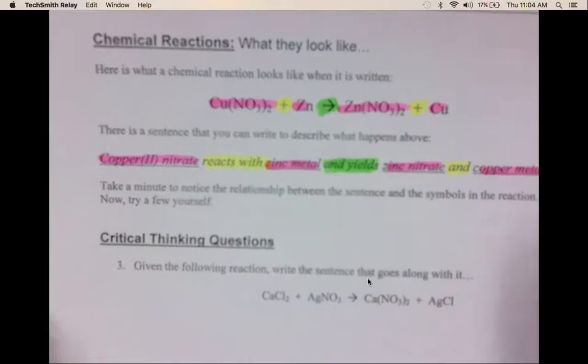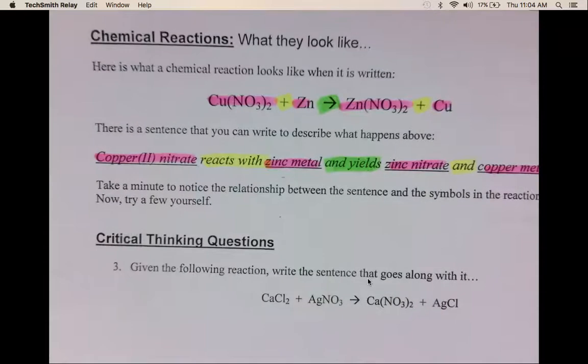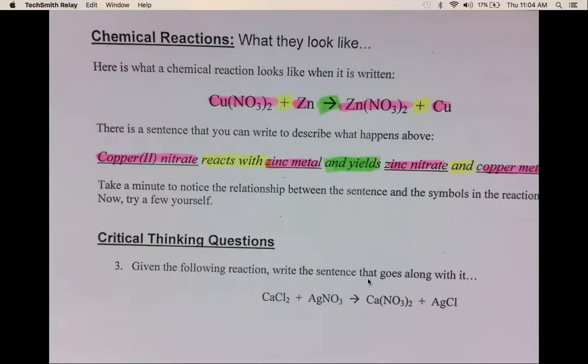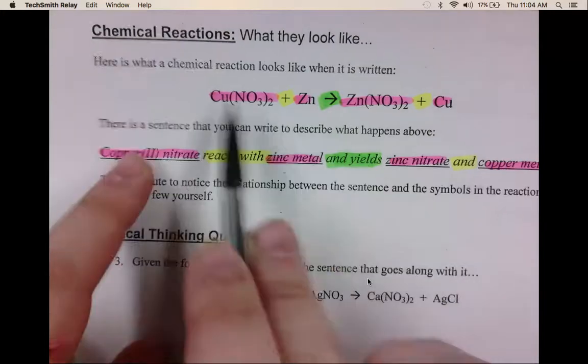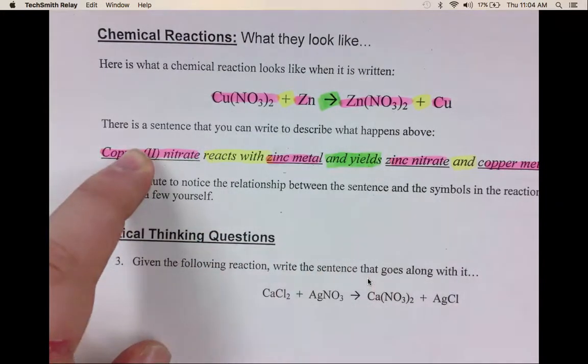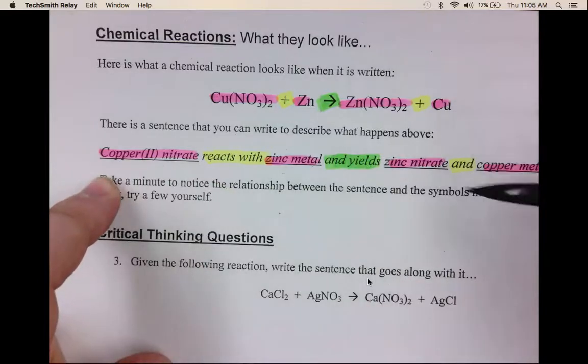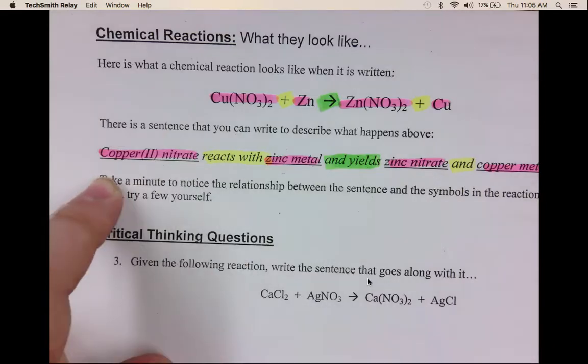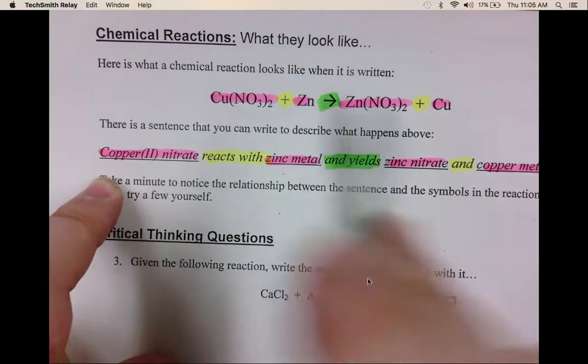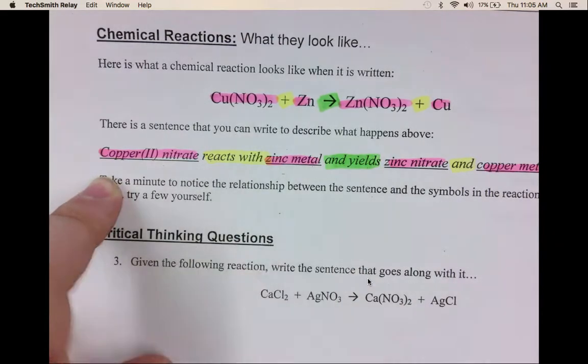So next we come down to chemical reactions and what they look like. Okay, so now we're done focusing. Right here is your chemical reaction. Right here is also a sentence. The reaction and the sentence go together. I highlighted to help you pull apart the reaction into the sentence.